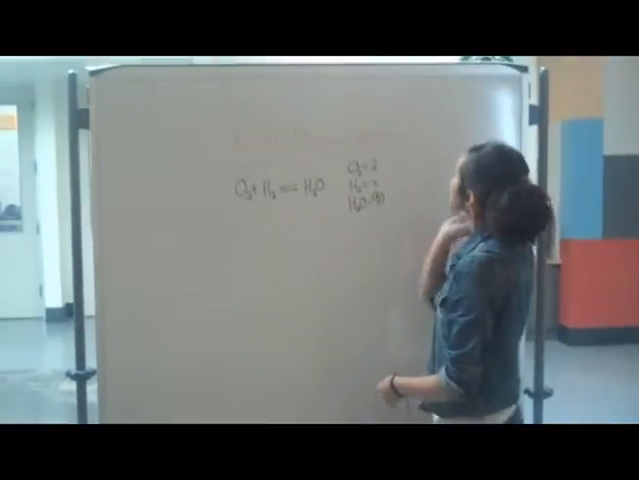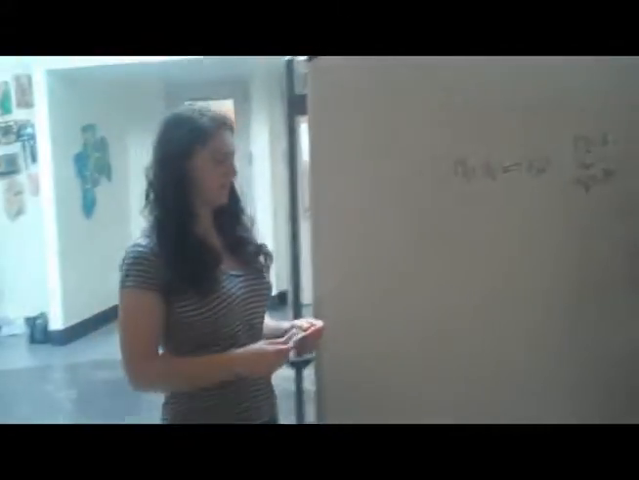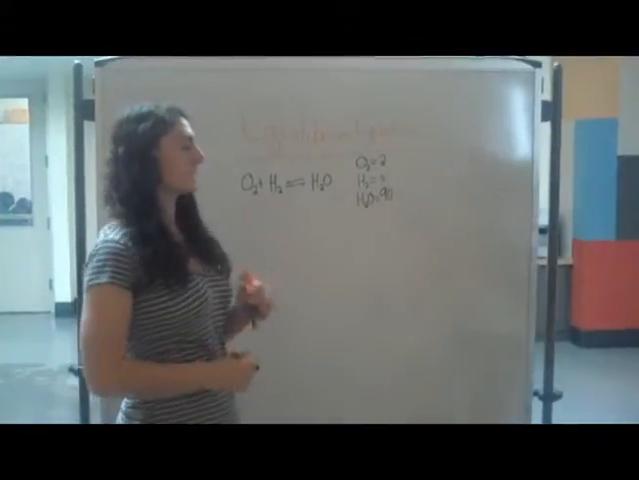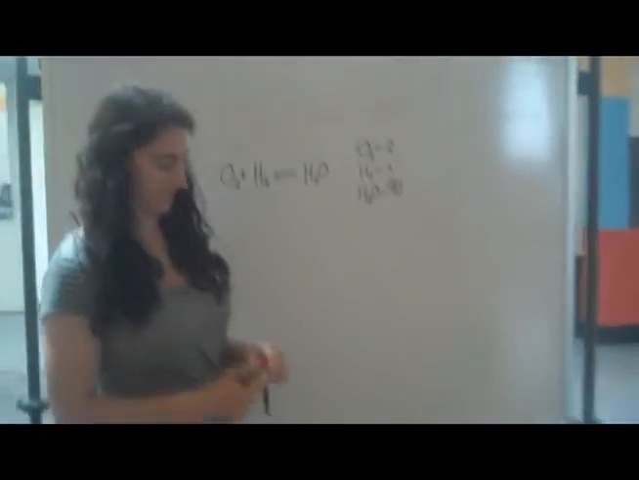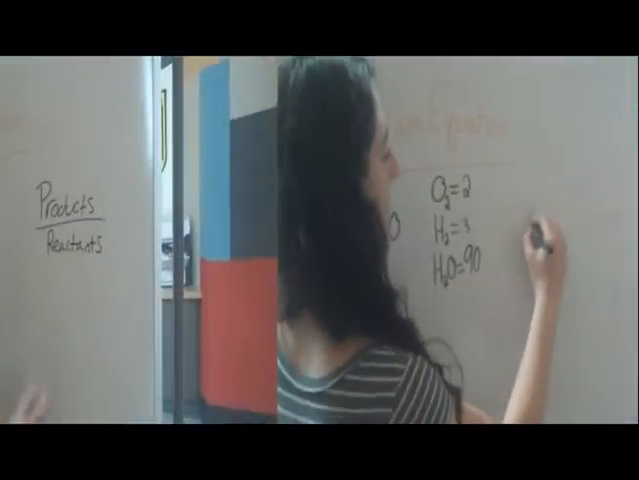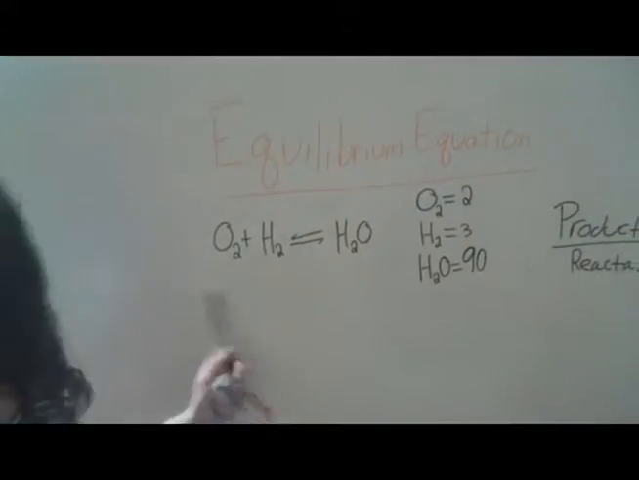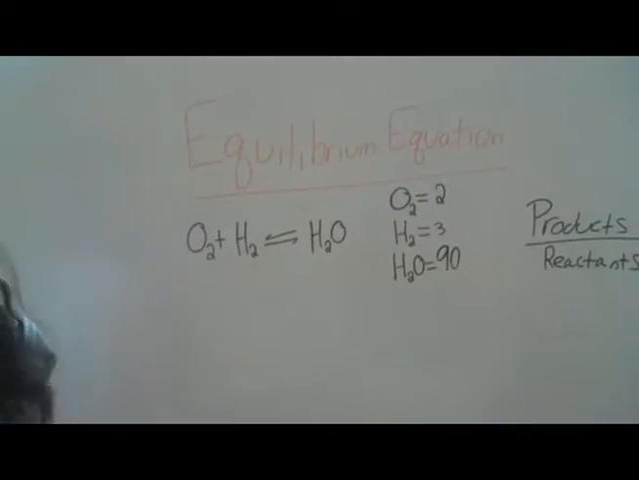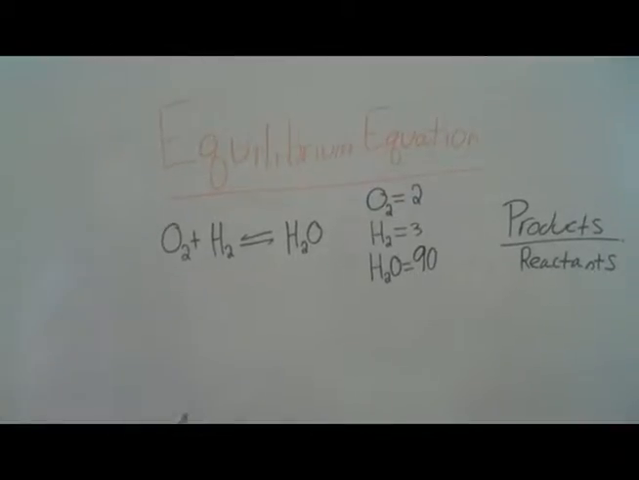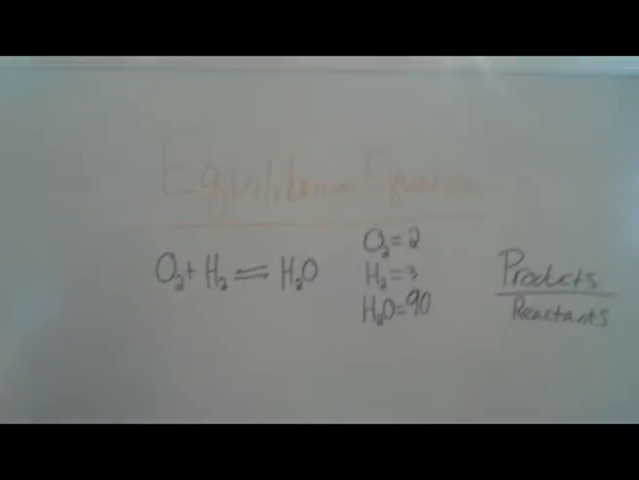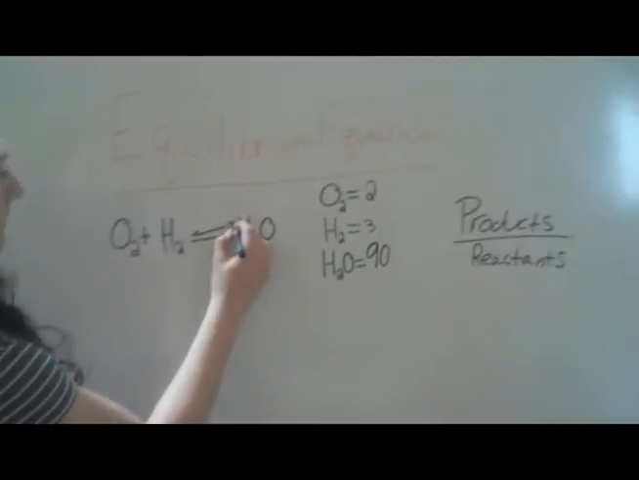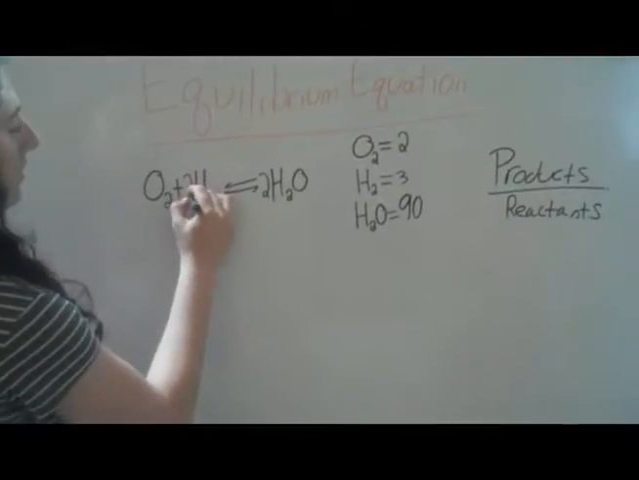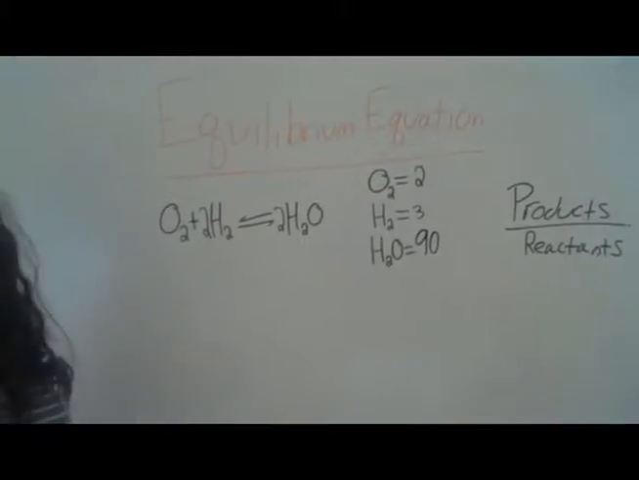Now we're going to do the equation. So basically the equation is products divided by the reactants. So let's write that down. So we'll use this equation for the example. So water. But first, before we do anything, we have to balance the equation. So the way to do that is we have to put a 2 in front of the H2O and 2 in front of the H2. So that way this equation is balanced.